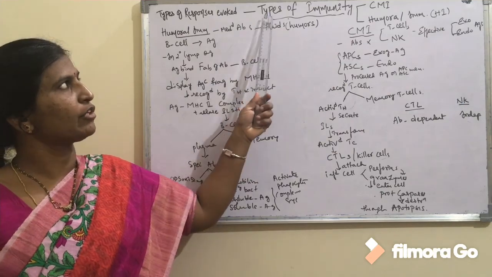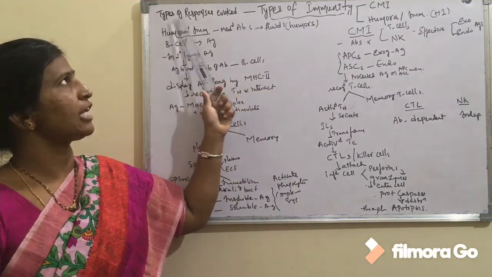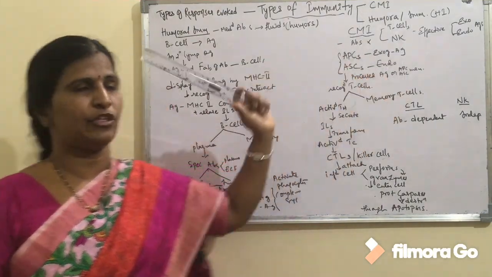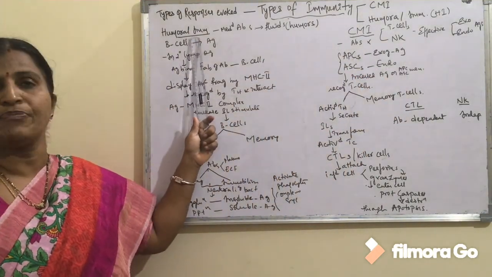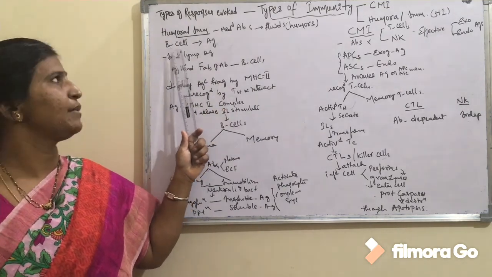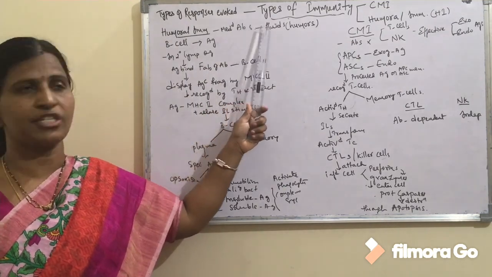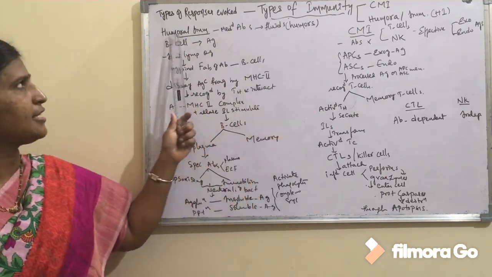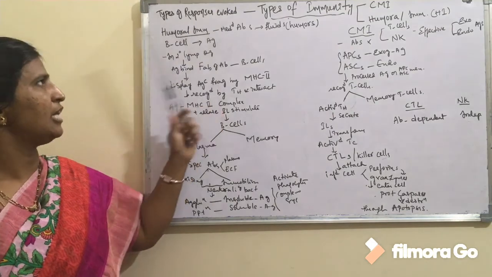In today's session we are going to learn about types of immunity based on the types of responses evoked. They are humoral immunity and cell mediated immunity. Coming to humoral immunity, it is mediated by antibodies. Whenever antigen enters our body, B cells are stimulated so that the antibodies are released into the body fluids, and these body fluids are known as humors. And this type of immunity is known as humoral immunity.